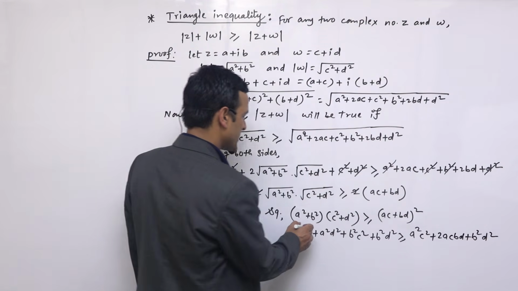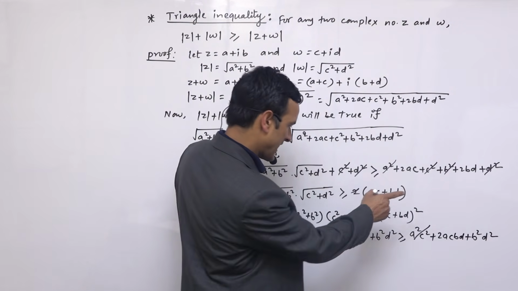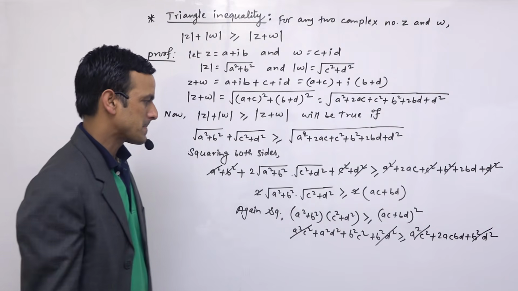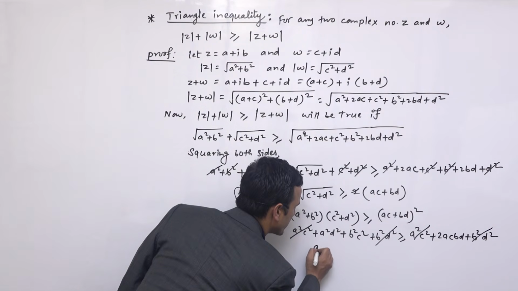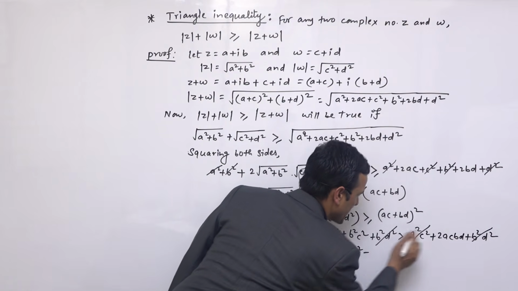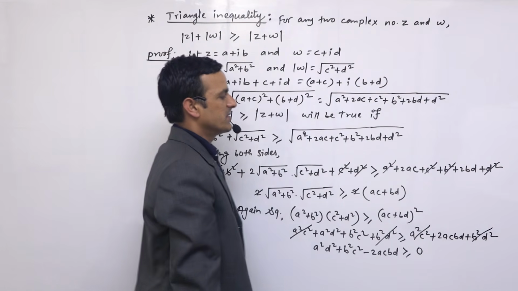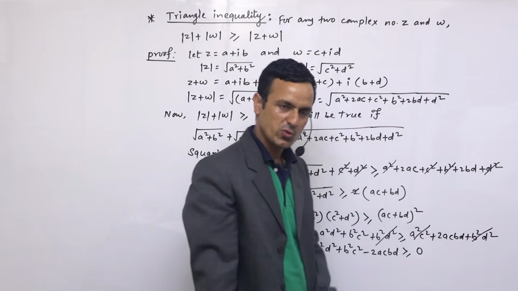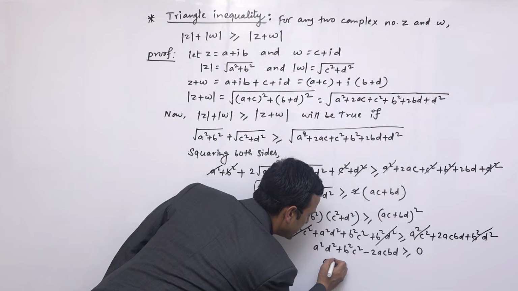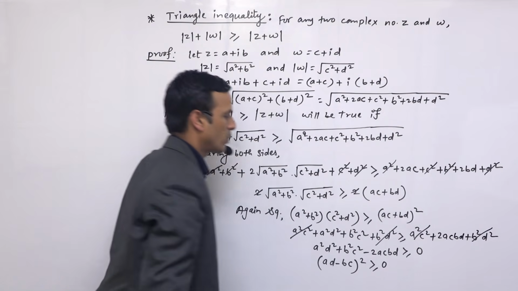Now we can cancel the same term from this side and this side, and we can cancel another term, b square d square and b square d square. Now we can write it like this: a square d square plus b square c square. This 2acbd means 2acbd greater or equal to 0. Here no term is left, so we write 0. Bringing all the remaining terms to this side, this will be (ad minus bc) whole square is greater or equal to 0.